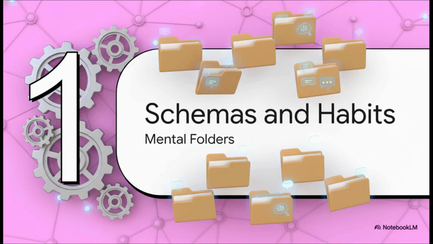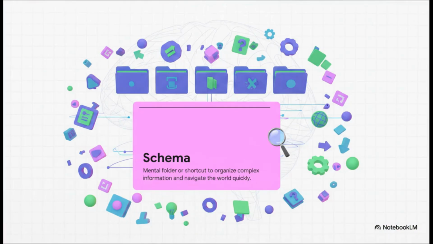Section 1, Schemas and Daily Habits. Let's look at the specific mental software our mind uses to organize all this encoded data. Enter the schema. A schema essentially acts as a mental folder or a shortcut that helps us organize complex information and navigate the world quickly.